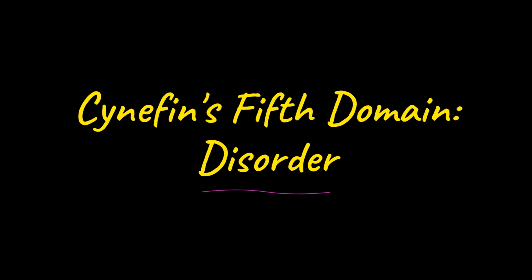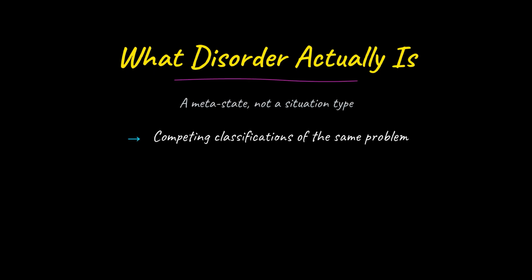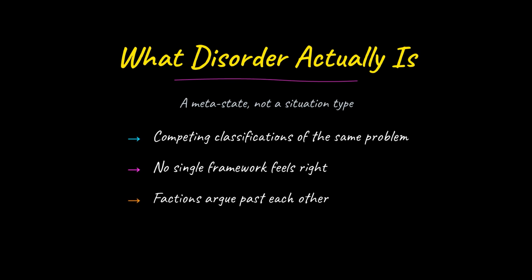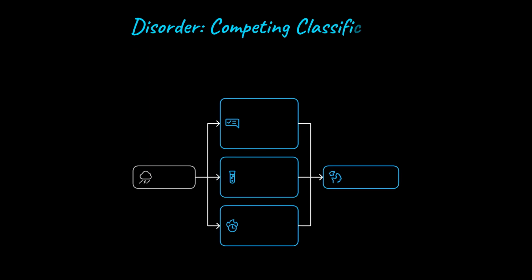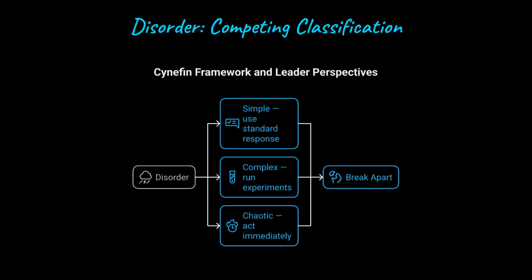Beyond the four familiar Cynefin domains lies a fifth, disorder. Unlike the others, disorder is not a type of situation in the world. It is a state of the leader, a recognition that the dominant context has not yet been identified. Inside disorder, multiple people in the same room classify the same situation differently. One leader sees it as simple, another as complex, a third as chaotic. None may be entirely wrong, but their disagreement produces paralysis or contradictory action. The mechanism inside disorder is competing classification.